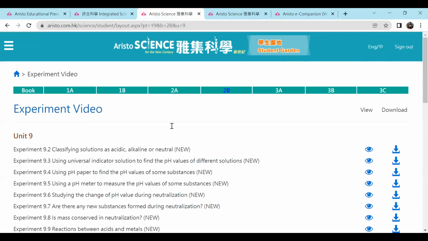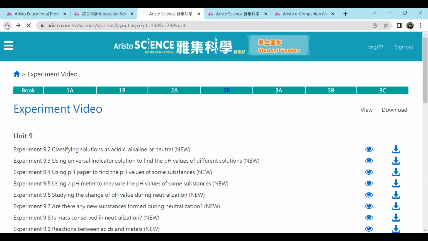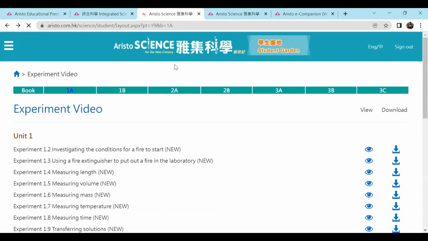Okay, so this is experiment 10.2 and 10.3. So let us move to the video about the entrance sum.